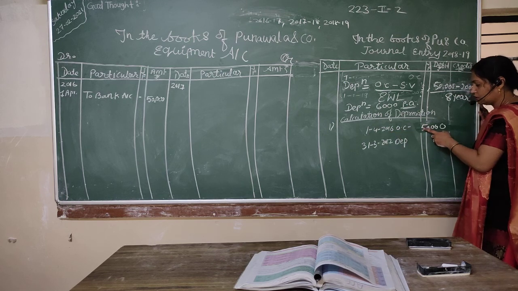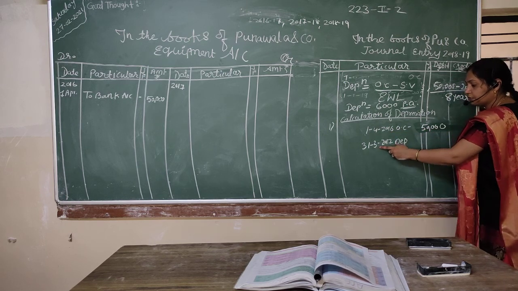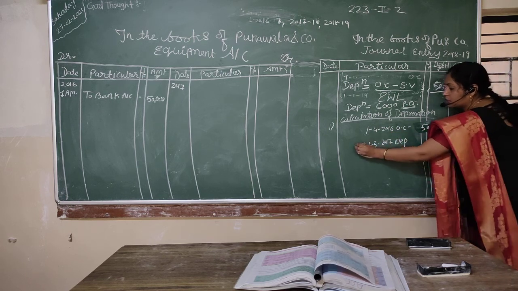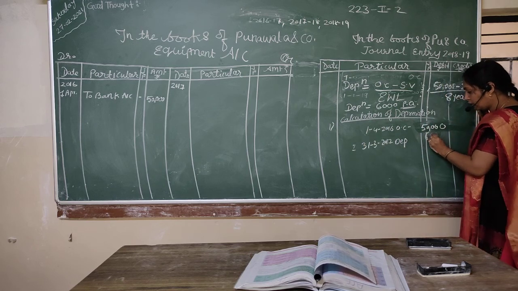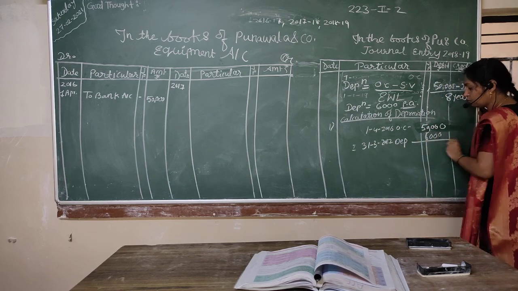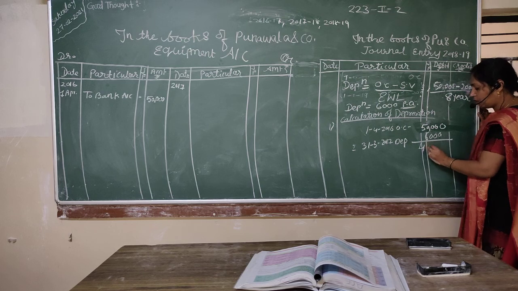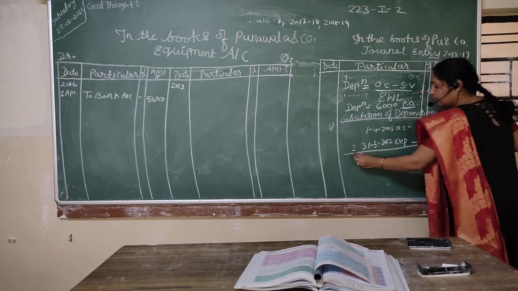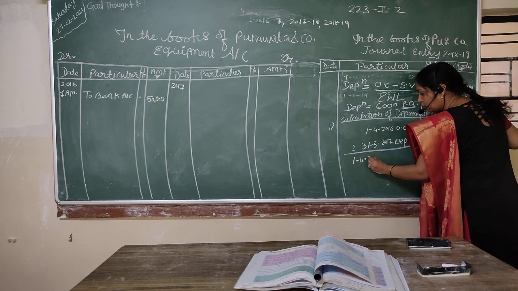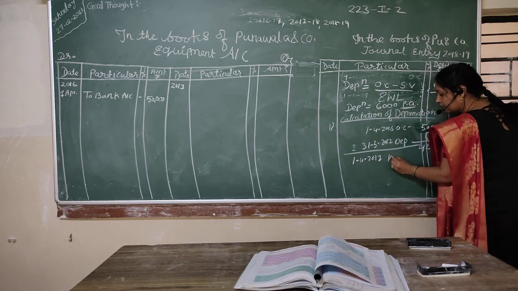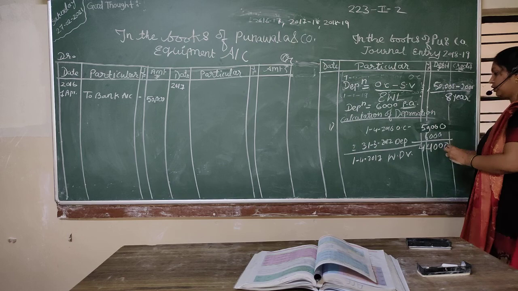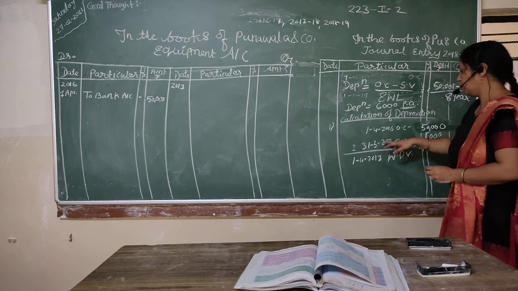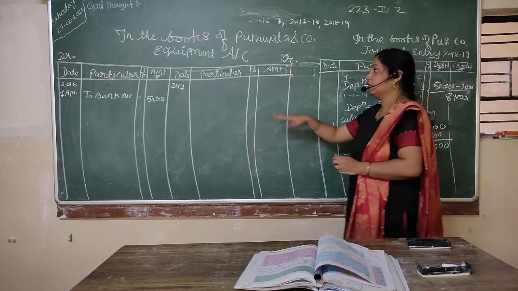1st April 2016, 50,000. 31st March 2017, the first year's depreciation will be 6,000. After reducing the depreciation, we get the written down value. On 1st April 2017, the written down value is 44,000. So we will charge the first year's depreciation.